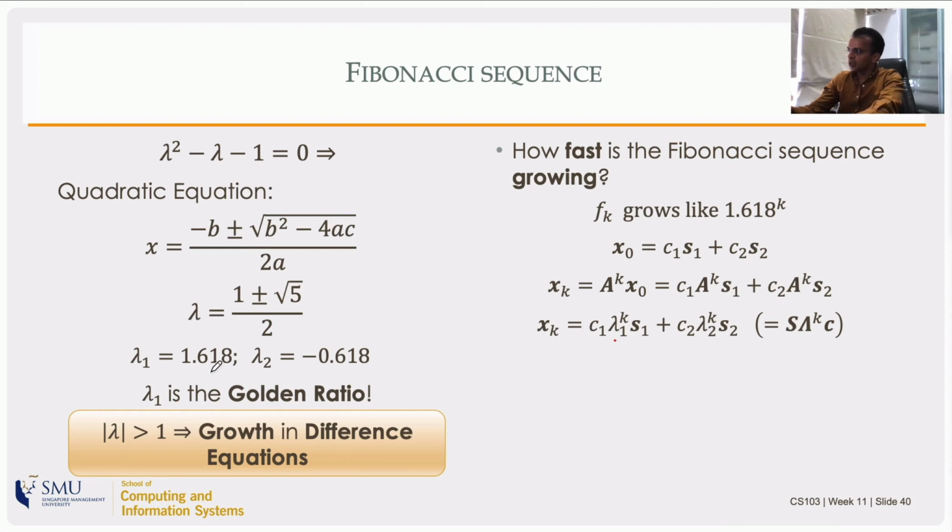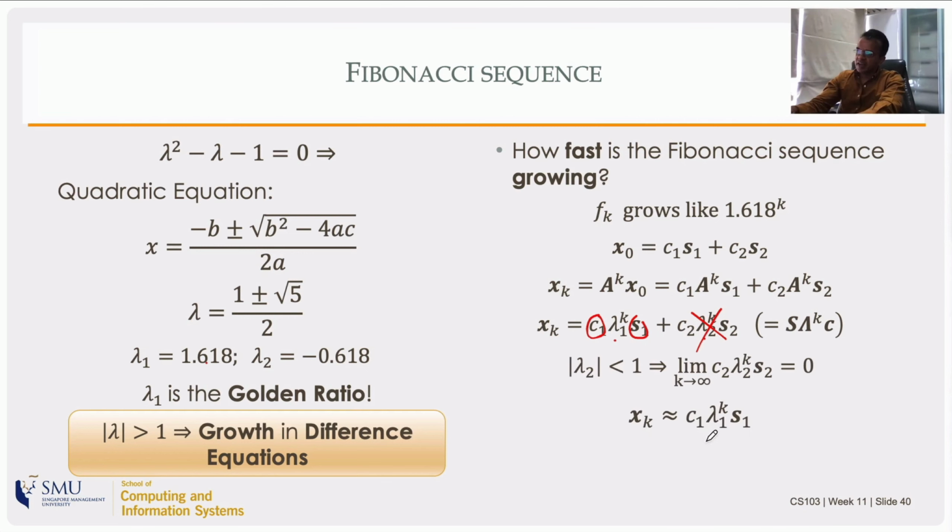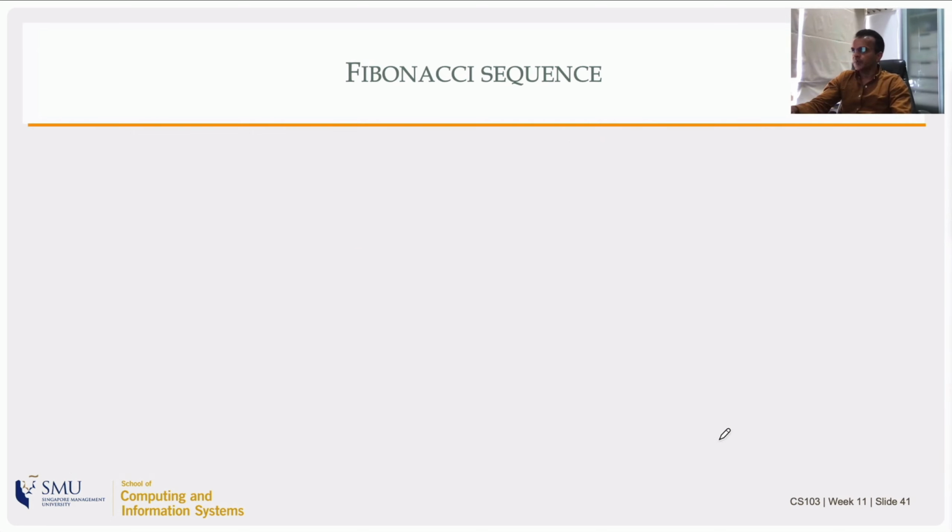Now look at lambda 1, that absolute value is more than 1. Lambda 2 absolute value is less than 1. So as k grows, as k becomes like 10 or 15 or 100, this term is going to just disappear, because lambda 2 to the power k is going to be a very small number. But lambda 1 to the power k, on the other hand, is going to be a large number. So we can ignore this term, and we can say, regardless of what s1 is and regardless of what that coefficient is, we know that xk is going to grow in accordance with the dominant eigenvalue.